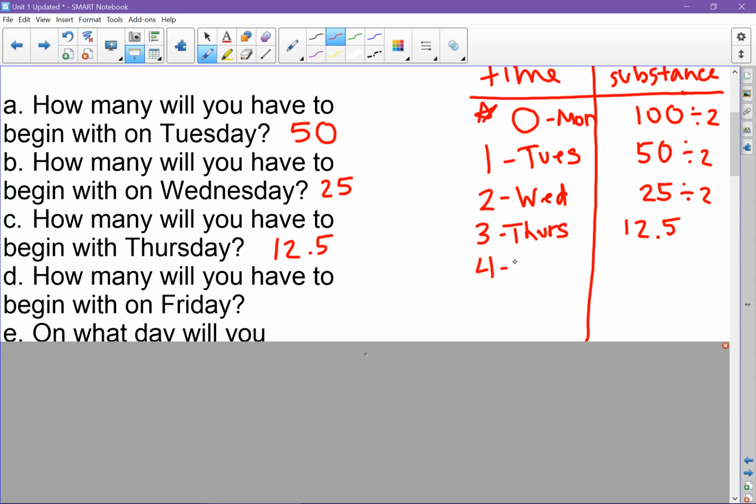I keep going. Another day goes by, then it's going to be Friday. And I'm going to divide this in half again, and I'm going to have 6.25 or 6 1/4 M&Ms.